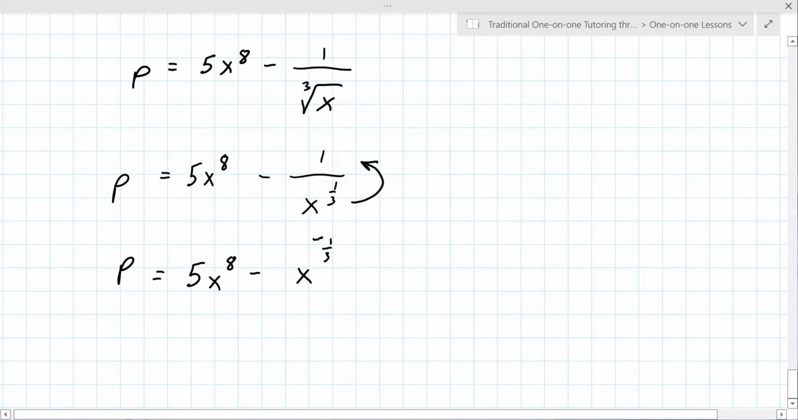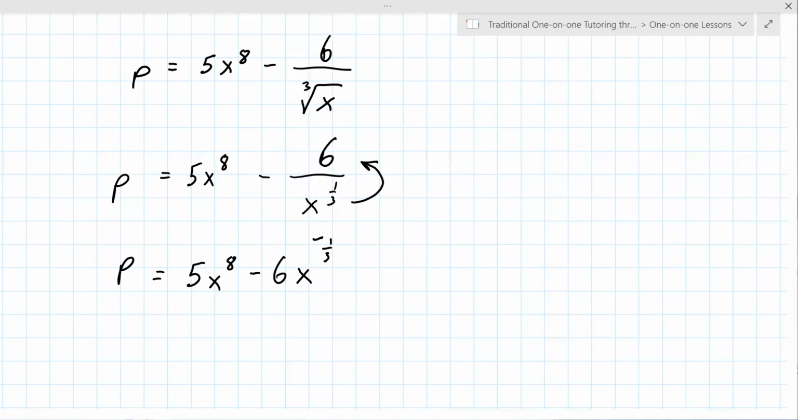Right. Wait, so if it was like a 2 on the top, it would just be 2x to the negative 1/3. Yeah, and that's what I'm noticing is lacking in these examples, is they're not putting constants in some of these places where I'd probably put like a 6 up here. So let's do that, because it gives you a little extra tiny thing to think about while you're working on these things that you should be able to handle.